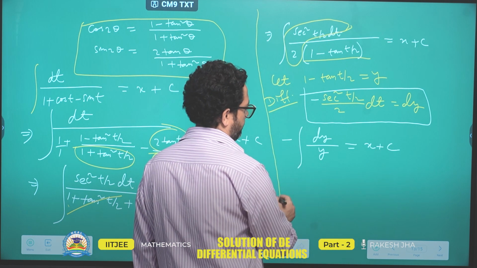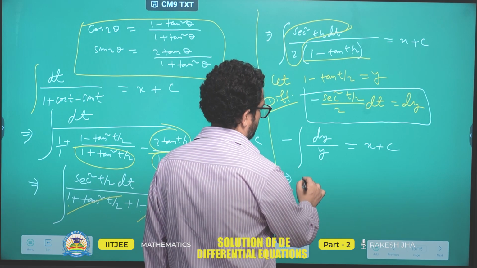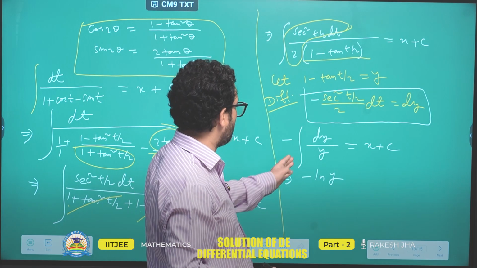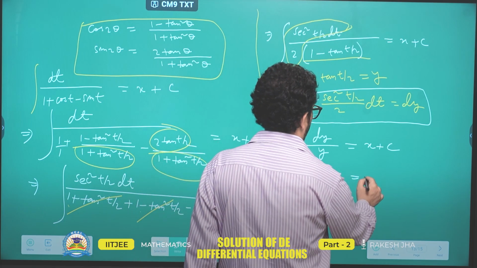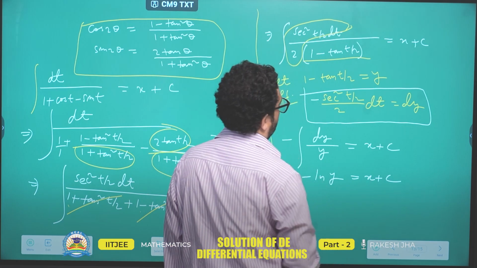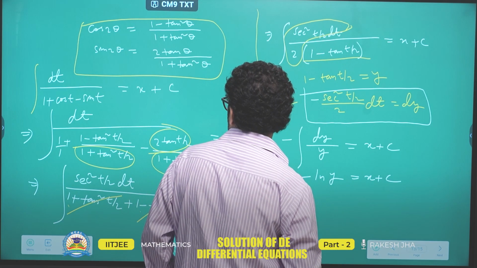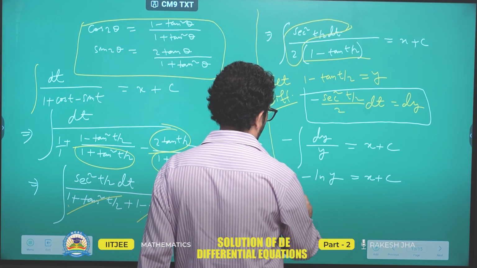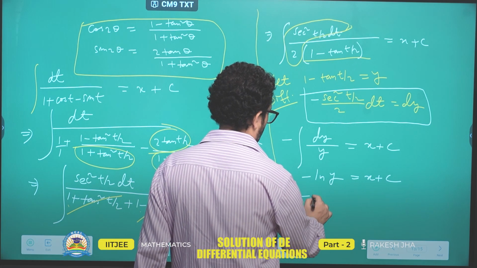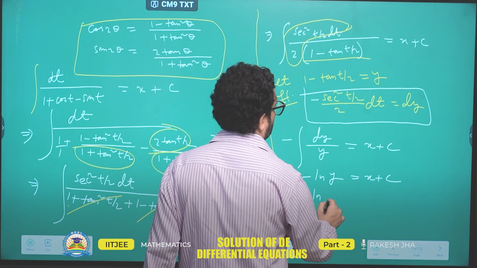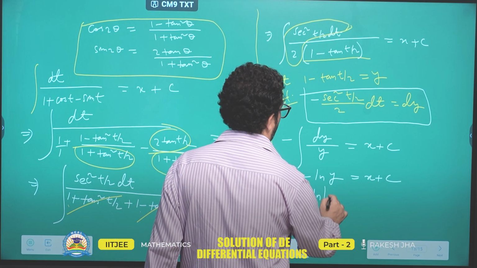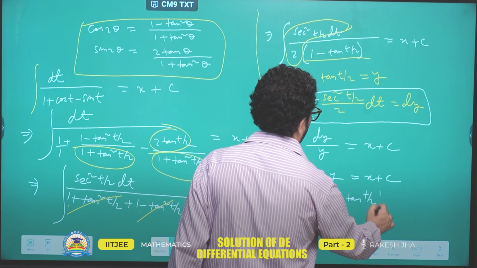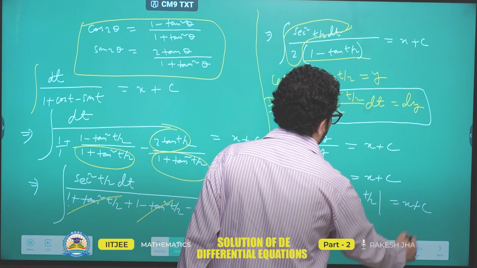So here implies that negative ln y. Why is it ln y? Because log of 1 by y is log y, which is equal to x plus c. Now return the value. So if you return the value here, it would be negative of ln y is 1 minus tan t by 2 is equal to x plus c.